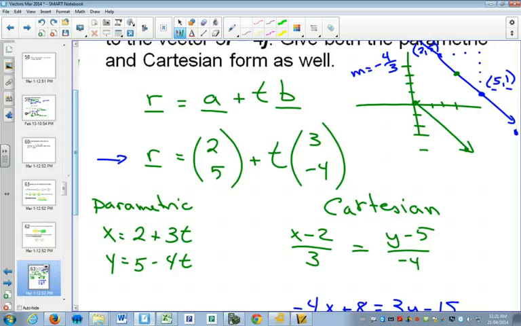Okay? If you wanted to find something like the y-intercept, how do you find a y-intercept? x equals 0. You could go to your parametric equation, put x equals 0, and find out what t is. t will be negative 2/3. Then you could plug in negative 2/3 for t and find out that the point would actually be 23 over 3. So just how all of these things are connected.